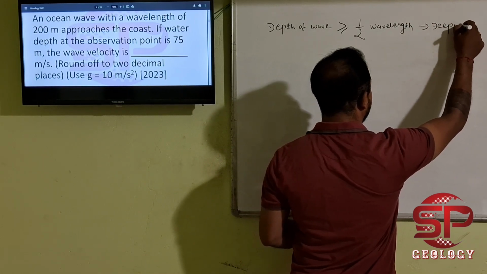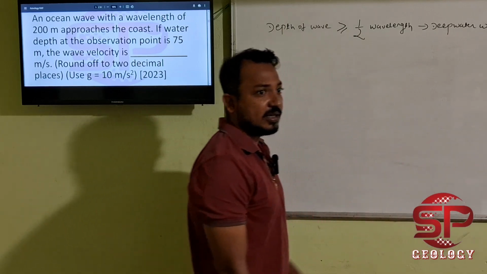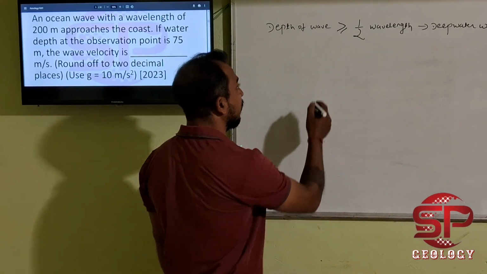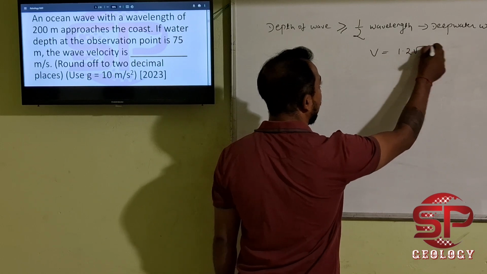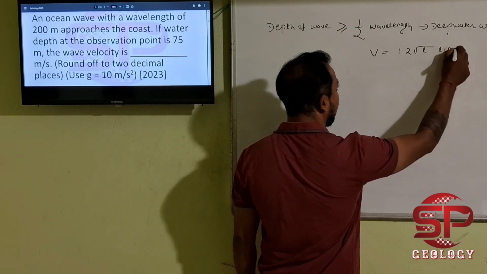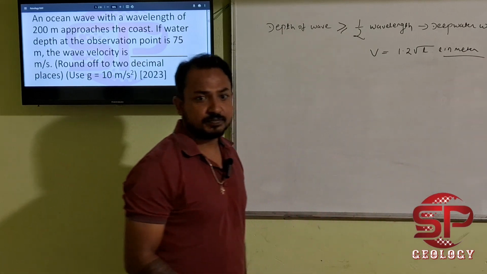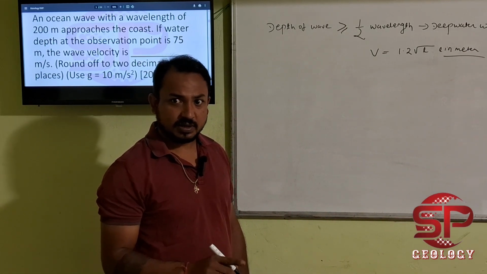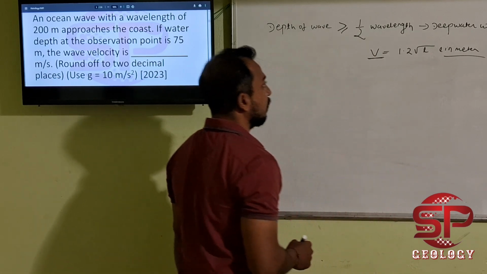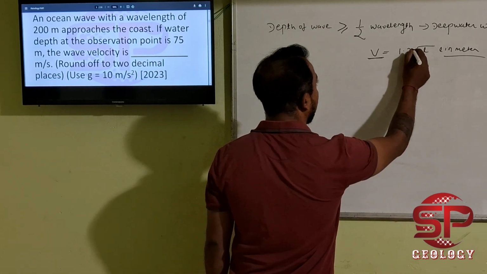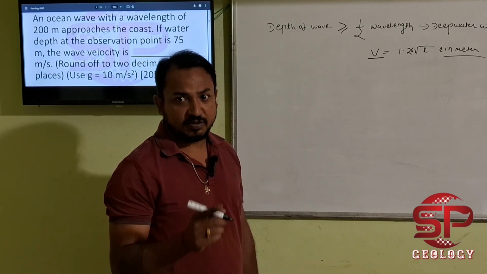then it is considered a deep water wave. If it is a deep water wave, then the velocity is calculated as 1.25 root over L, where L is in meters. So the velocity of a deep water wave is 1.25 into root over L.